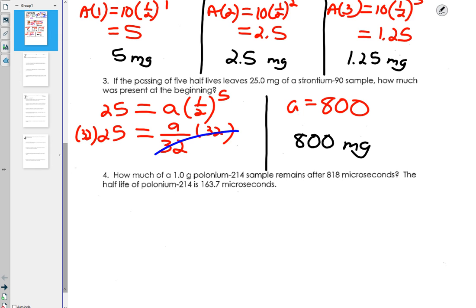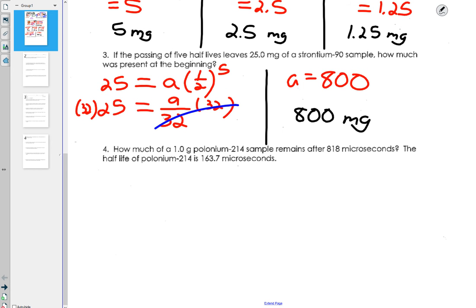I like this one. How much of a 1.0 gram polonium-214 sample remains after 818 microseconds? The half-life of polonium-214 is 163.7 microseconds. So this is gonna be like the first one. They want to know the final amount. That's what we're looking for. And that final amount is going to depend on how many half-lives. How can we calculate the amount of half-lives?